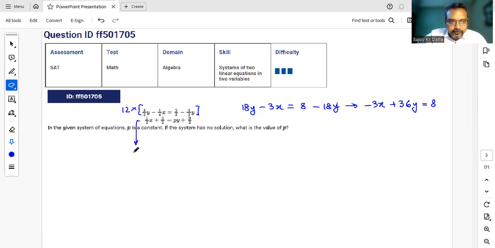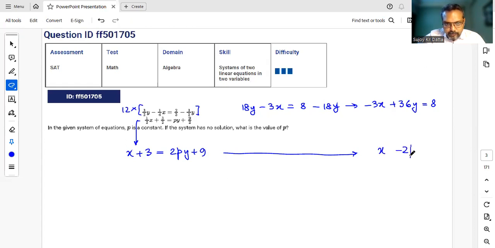Let's look at the second one. We'll multiply by 2 throughout because it's just the 2 in the denominator. We have x plus 3 equals 2py plus 9. So if you rearrange the terms here with the x and the y in order as above, we have x minus 2py equal to 6. Now we are told that the system has no solution.